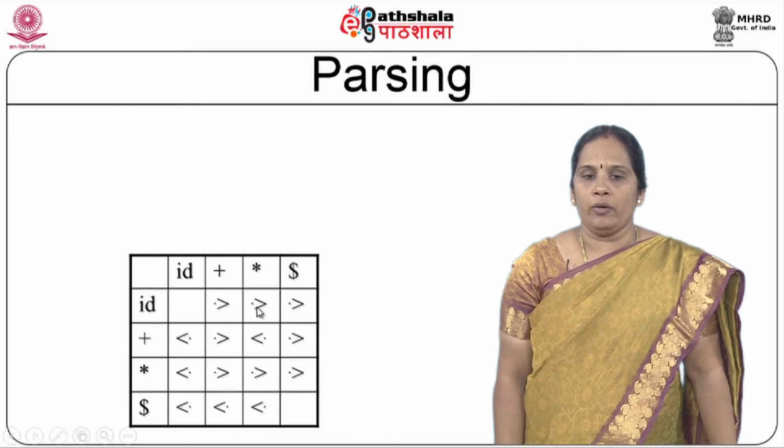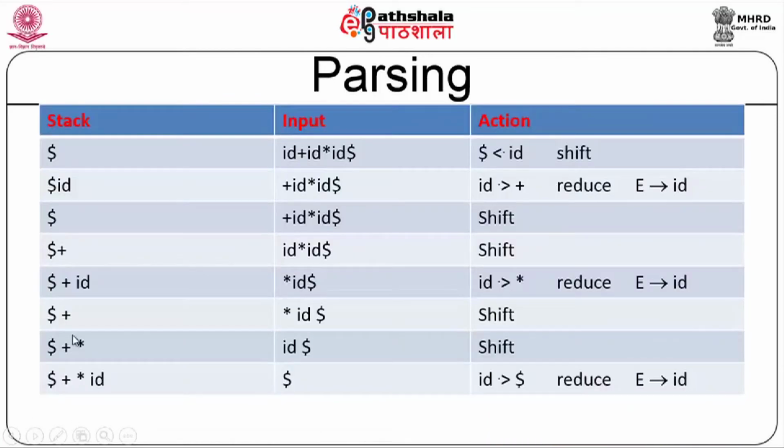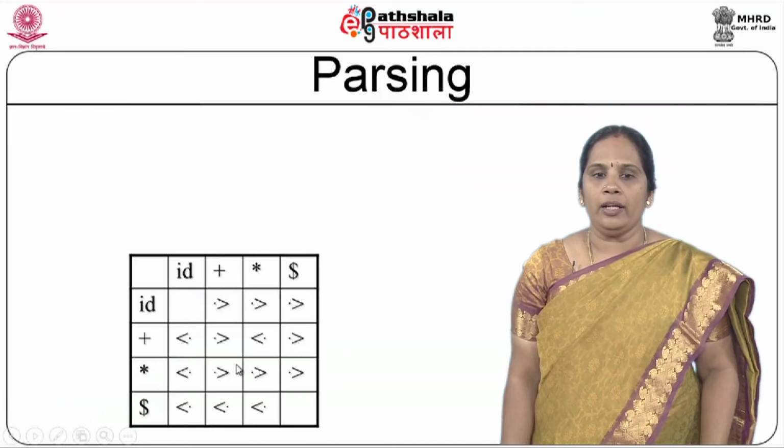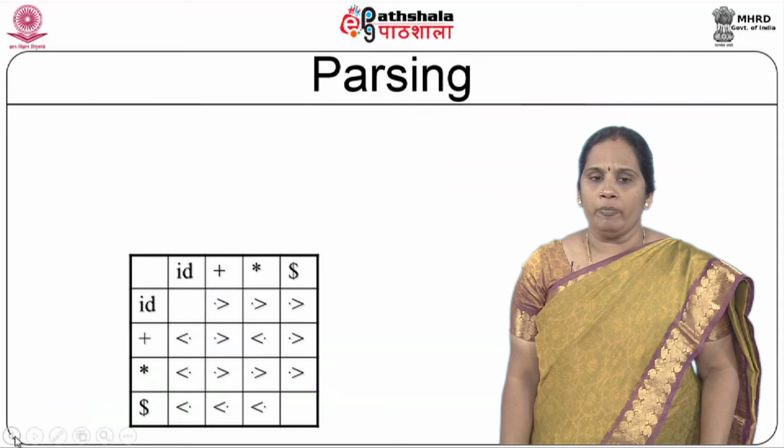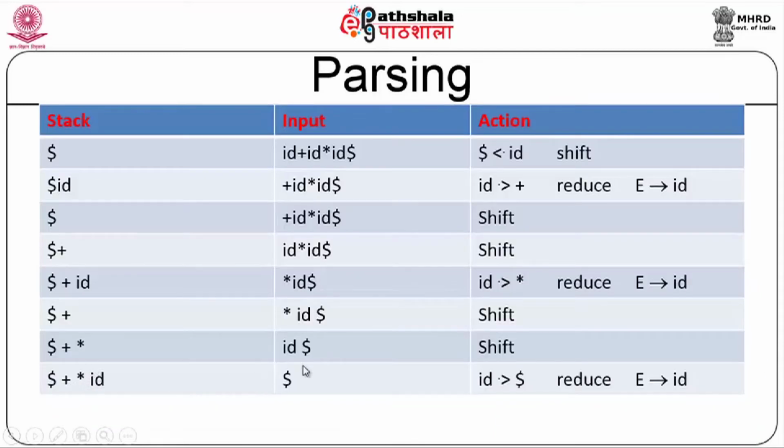Plus and star has a less than relationship. So, after I pop ID from the stack, the input will have plus. If I compare plus and star, plus has lesser precedence compared to star, therefore I again shift. Star is shifted, star has lesser precedence over ID, so I again shift ID. Then ID and dollar: if you compare, ID has greater precedence over dollar, and if you remember, star has greater precedence over dollar, so again I pop. And then plus and dollar: plus has greater precedence over dollar, so again I pop.